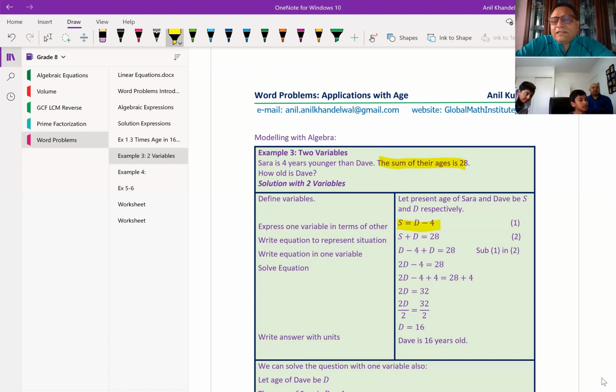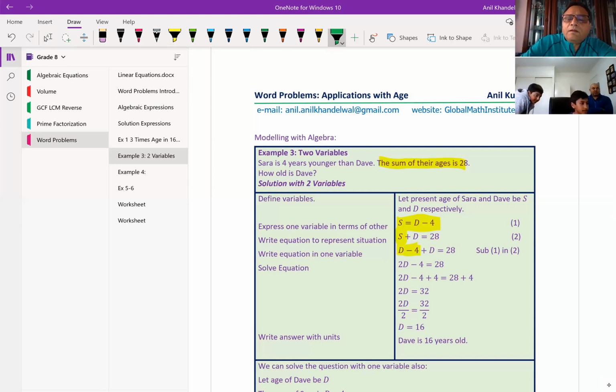Now, what did I do next? Tell me. You combined the two equations. Do you understand this step of combining? How did I combine it? No, I'm not sure how you did that. Okay, because it is S plus D, right? S is also equal to D minus 4. So instead of S, I wrote D minus 4. Do you see that part?